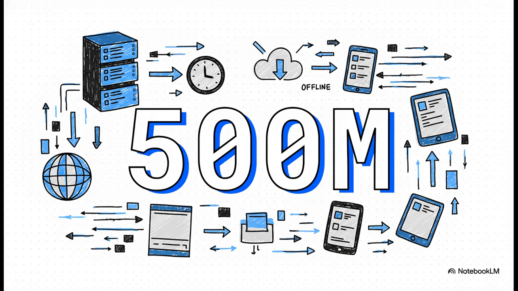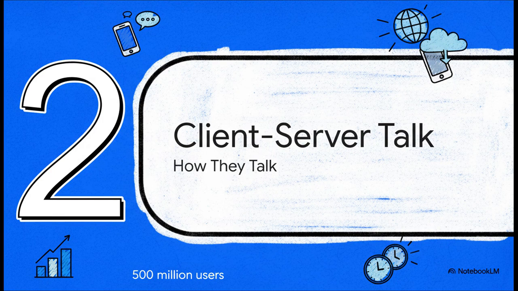And now, for the number that changes the entire game, 500 million monthly active users. Seriously, let that sink in. This isn't just some vanity metric. It's the single biggest constraint that's going to shape every single technical choice we make from here on out. Because what works for 1,000 people, well, it's going to explode into a million tiny pieces at this kind of scale.